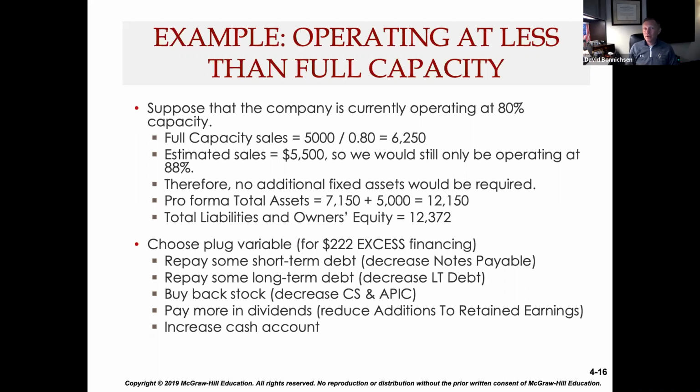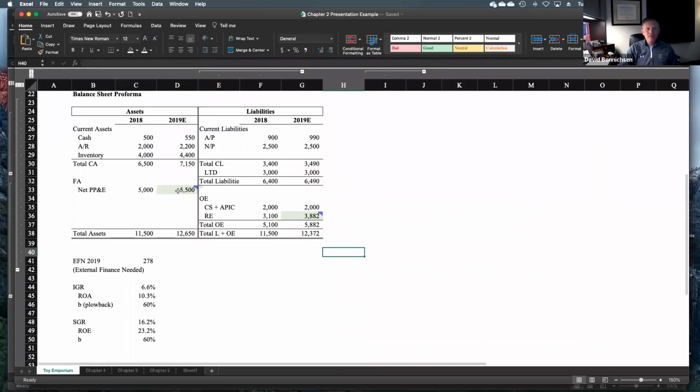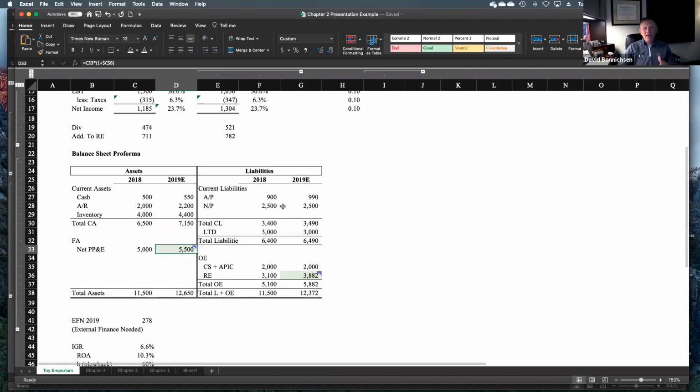So at that point, do we actually need to increase the fixed assets by 10%? If our assets are already underutilized and our growth rate of 10% takes us from an 80% capacity utilization to an 88% capacity utilization, we're still below 100. We don't necessarily have to add to our fixed assets.